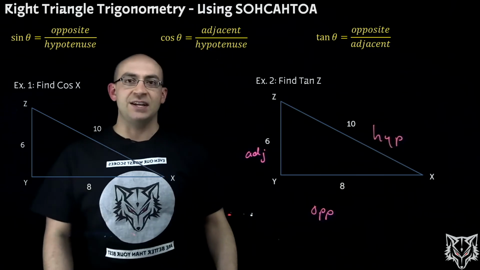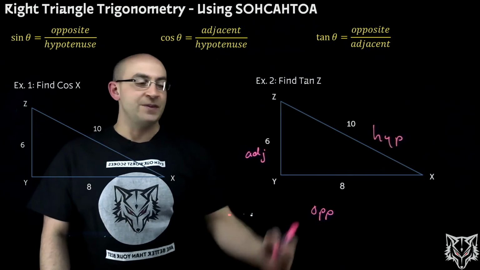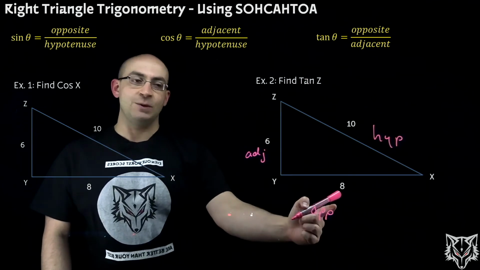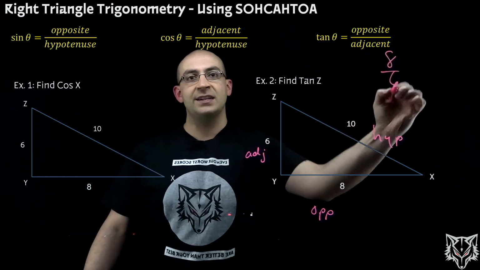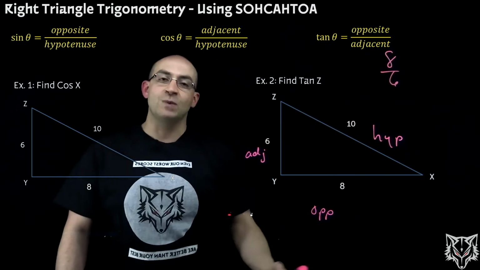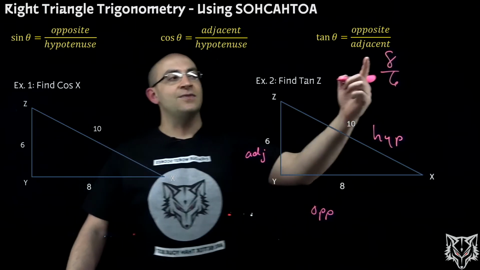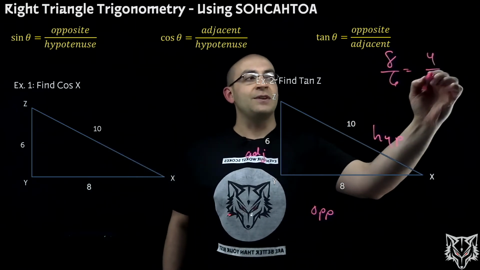So tangent of z, again, is opposite over adjacent. Tangent of z is going to be opposite, which is 8, over adjacent, which is 6. So we're going to do 8 over 6. And just like our first example, we have to simplify that fraction. Divide by 2 on top and bottom leaves me with 4/3.